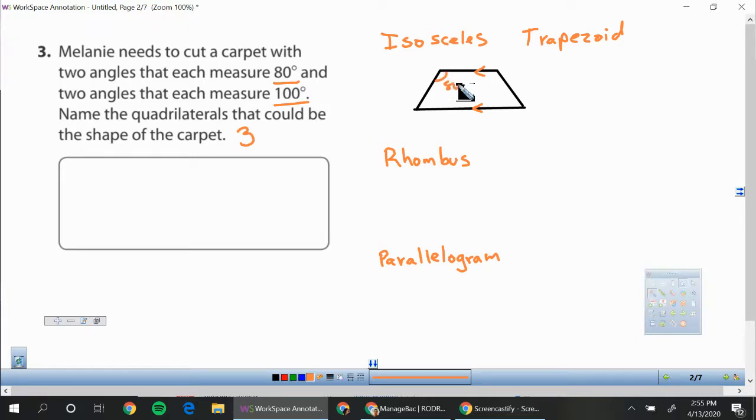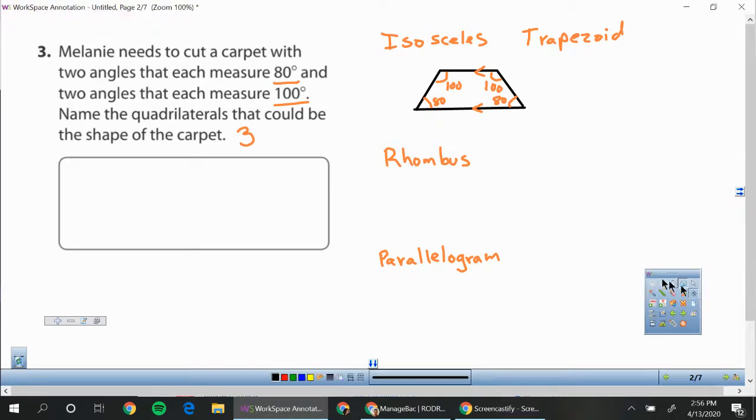This angle right here can be 80, and sorry, not 80. It's bigger than the right angle, so it cannot be 80. It will actually be 100. This smaller one will be 80, and 100 plus 80, when you add these two angles, they have to give you 180 since it's a straight line. By parallels, this angle would be 100, and this angle would be 80. It says two angles that each measure 80 and two that each measure 100, so that would work for an isosceles trapezoid.